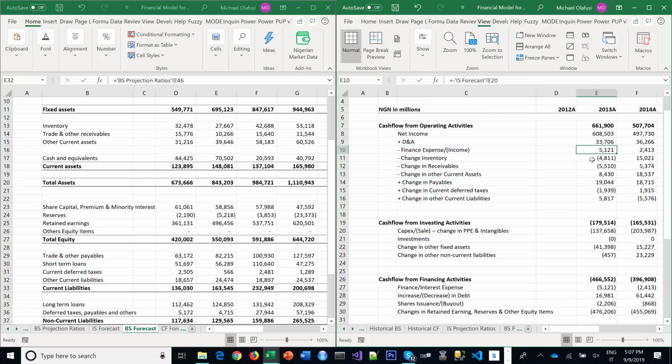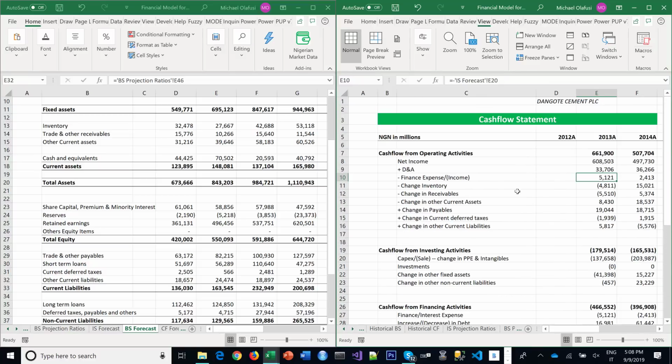This is wrong. The finance expense went out, and so this should be an addition, not a subtraction. So add back the finance expense. So this should be addition, not a subtraction. So I'm going to modify that part to add this up to here and this.